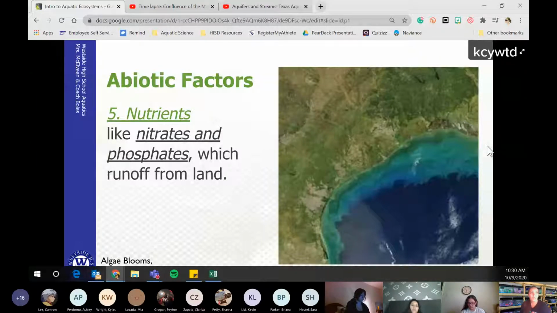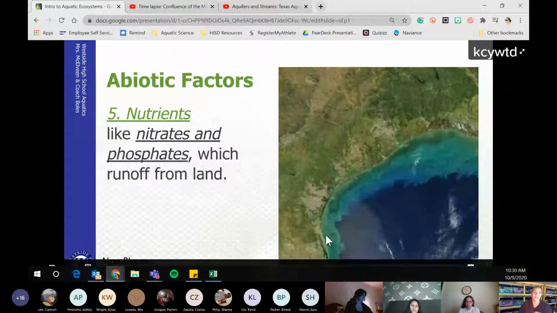And you get these nutrients from the runoff from the land that occurs from the mountaintops all the way down to the oceans. This picture shows algae blooms off the Texas state coast in the Gulf of Mexico. You can see how runoff can bring an excess of nutrients. An excess of nutrients is called eutrophication. We've covered that before, eutrophication, and it causes algae blooms.